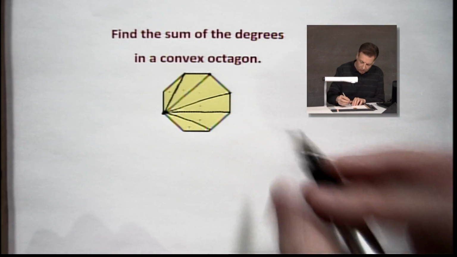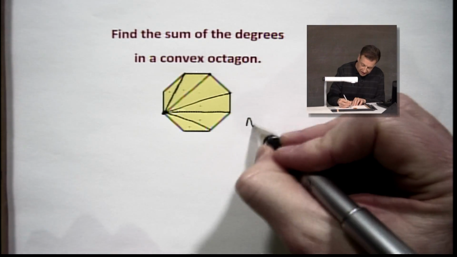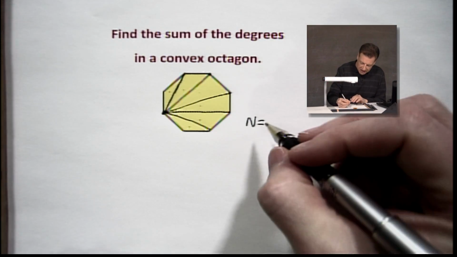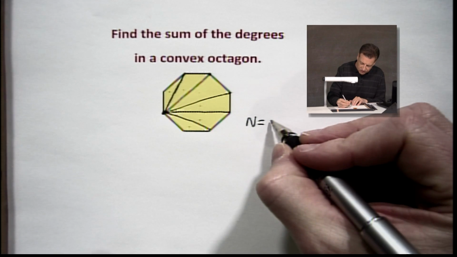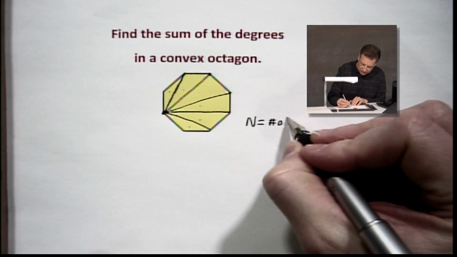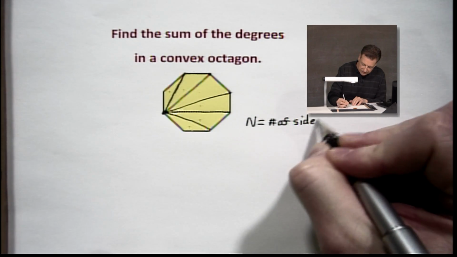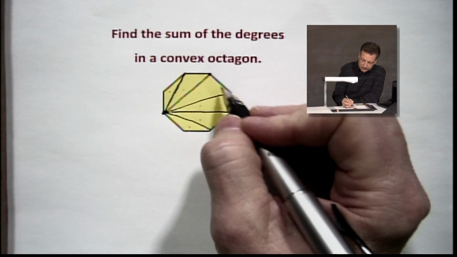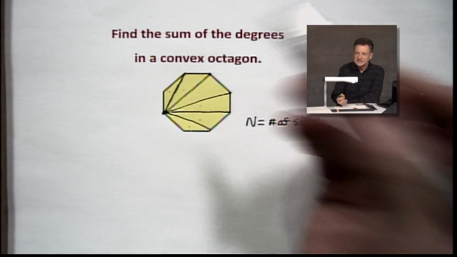Now let's go to a little point here. N, we're going to say N, you know we love variables, we've got to get some algebra in here or some stuff like that, right? So here we go, N is going to equal the number of sides. That seems easy enough. And there are 8 vertex points, there are 8 sides, there are 8 angles.